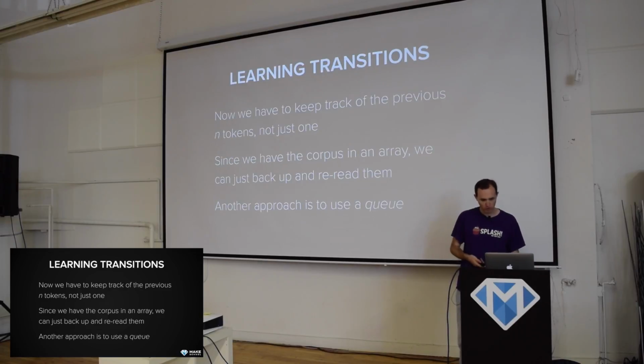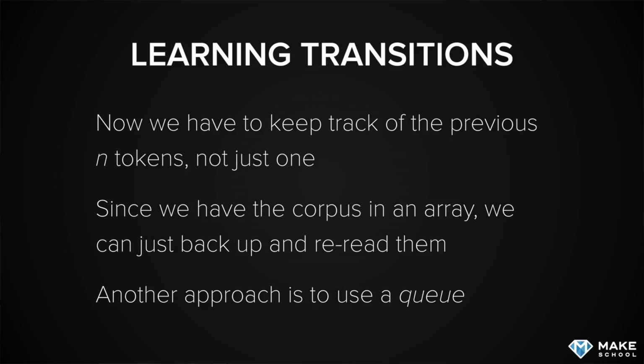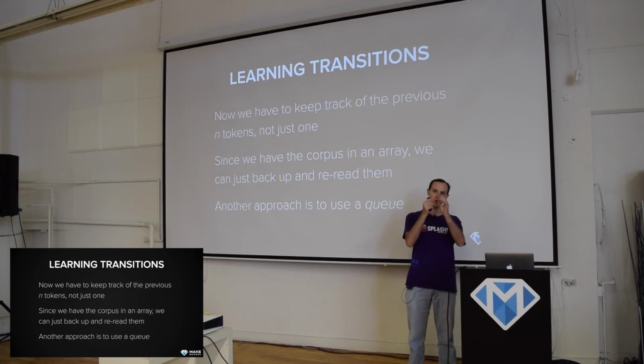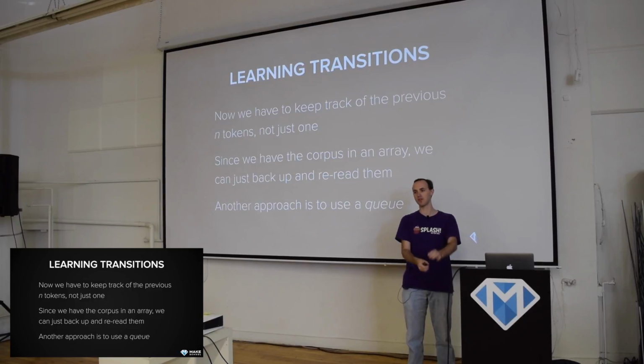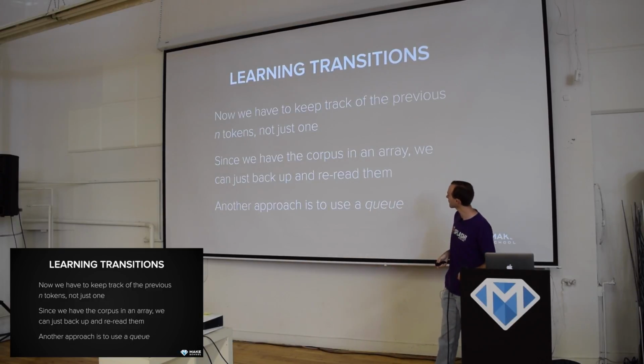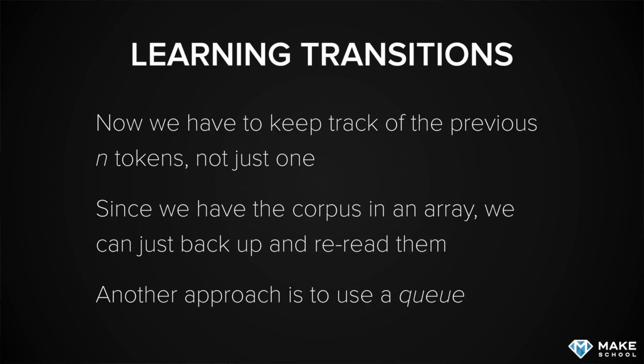Okay, so let's talk about how we would learn one of these higher order Markov chains. Now we have to keep track of the previous n tokens instead of just one previous token, right? Because let's say it's a second order Markov chain, we want to know, given that the two words have just occurred, what's the probability of any third token occurring? So one possibility is just, you back up and reread those tokens whenever you need them.